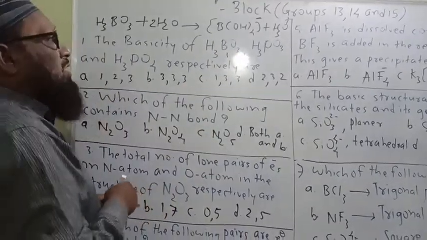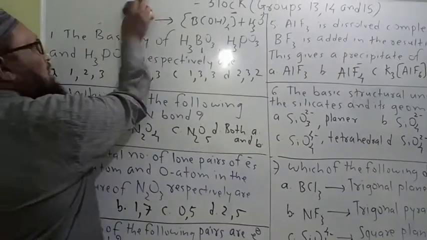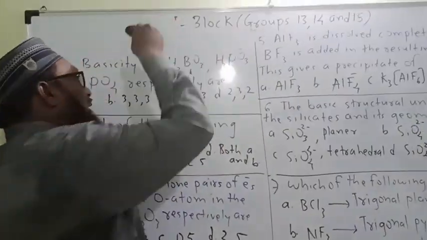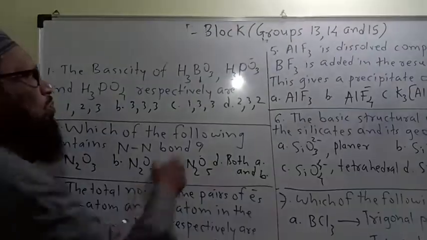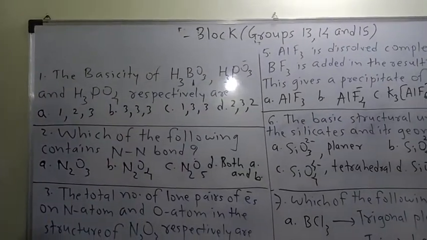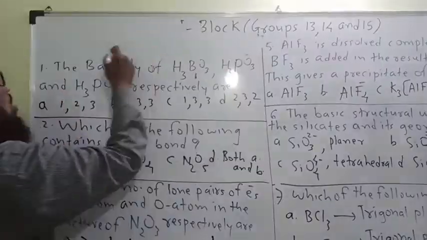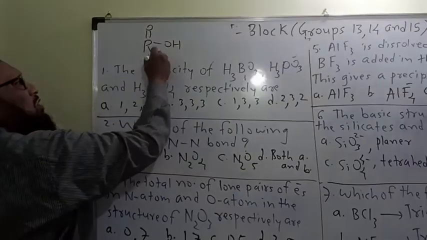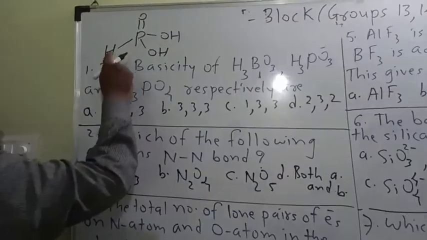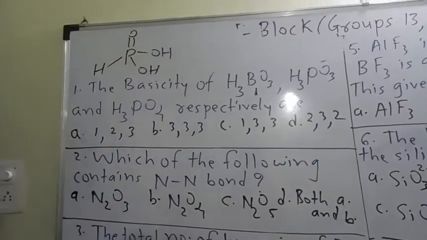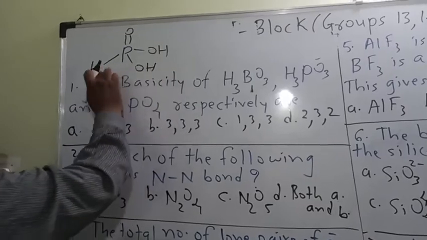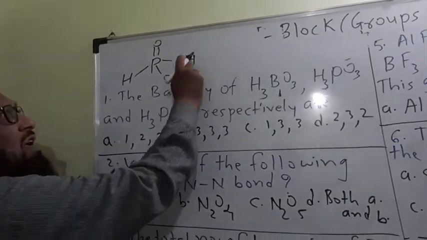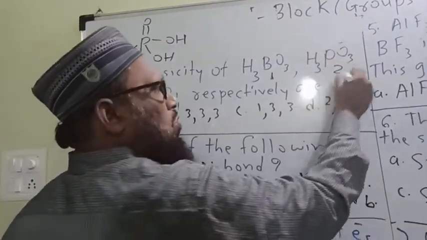Then for H3PO3, this is orthophosphorus acid. From the structures we can directly determine the basicity of orthophosphorus acid and orthophosphoric acid. This is the structure of orthophosphorus acid, P double bond O, OH, OH, H, H3PO3. These are the active hydrogen. This is not the active hydrogen. These are the replaceable ionizable hydrogen. Basicity is equal to 2.